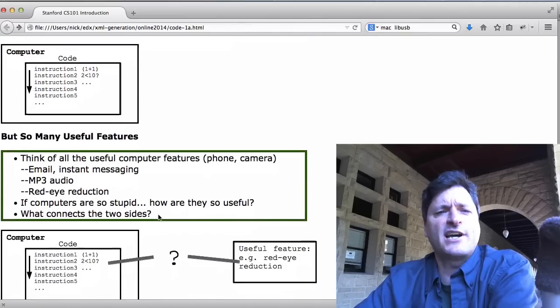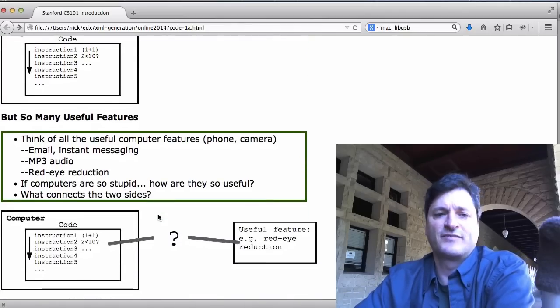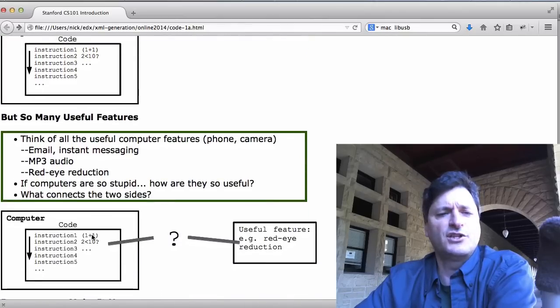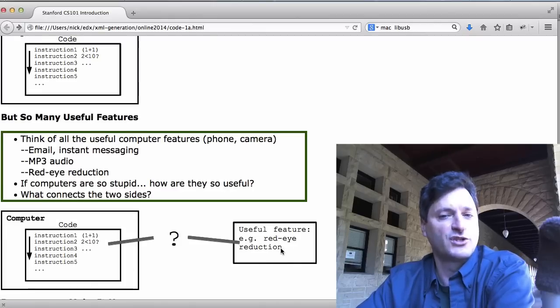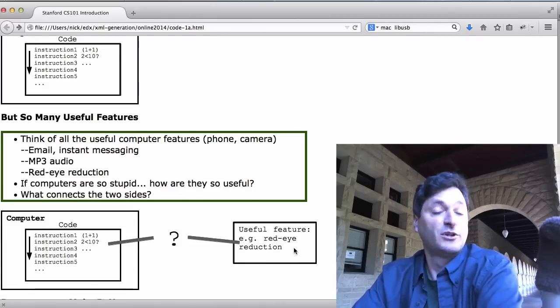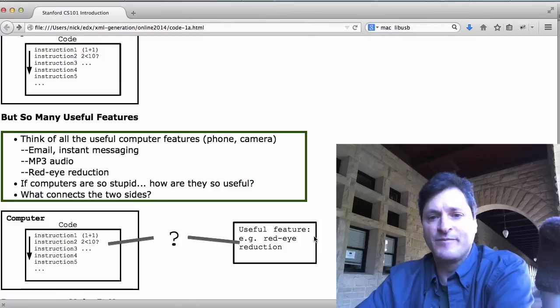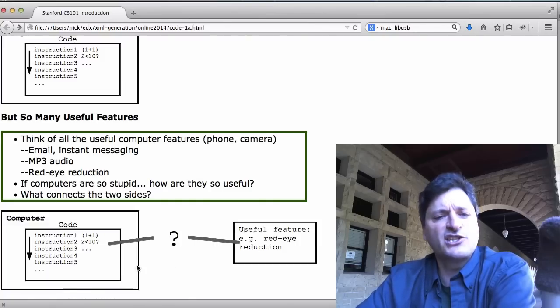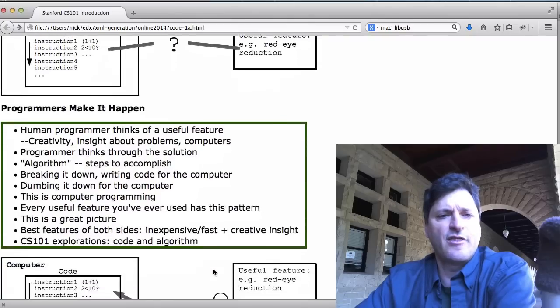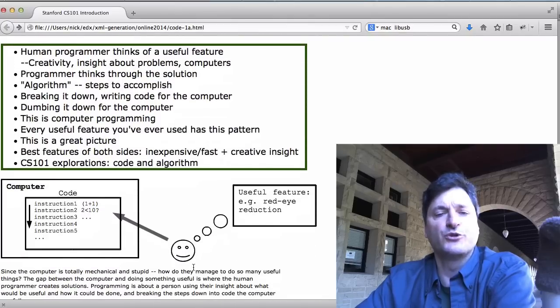So I think this leads to a natural question: if these instructions are so simple, how is it that we can have a useful feature? Here I'm going to use red eye reduction as an example of a useful feature the computer can do. Or email, or MP3 audio, or anything. So what connects these two sides? And the answer is, that's what computer programmers do.